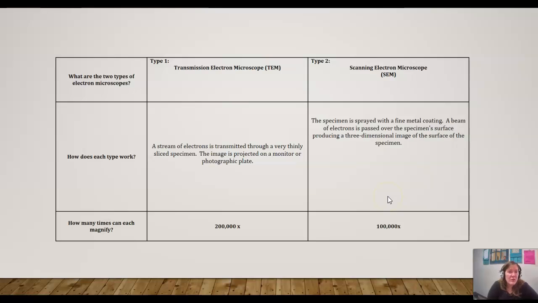Scanning electron microscopes, or SEM: the specimen is sprayed with a fine metal coating, so you're going to see that in some of the images that follow. A beam of electrons is passed over the specimen surface, producing a three-dimensional image of the specimen. And that is 100,000 times life size. So 100 times more effective than even our highest power scope that we have in our lab.